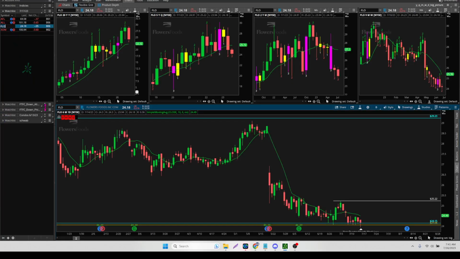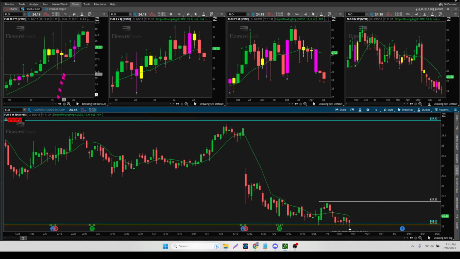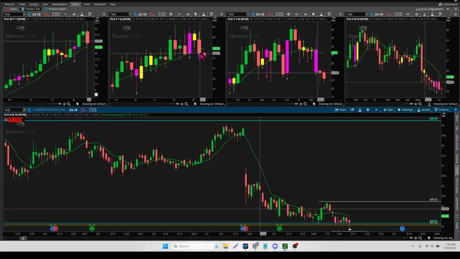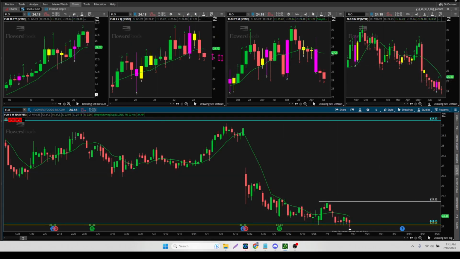Now let's look at FLO. Same thing here. We have a 2-2 reversal in force right now, a 2-2 continuation on the quarter, a 2-2 on the month, and then you can see that we kind of triggered a 3-2 reversal here on the week. Not a very sexy chart.